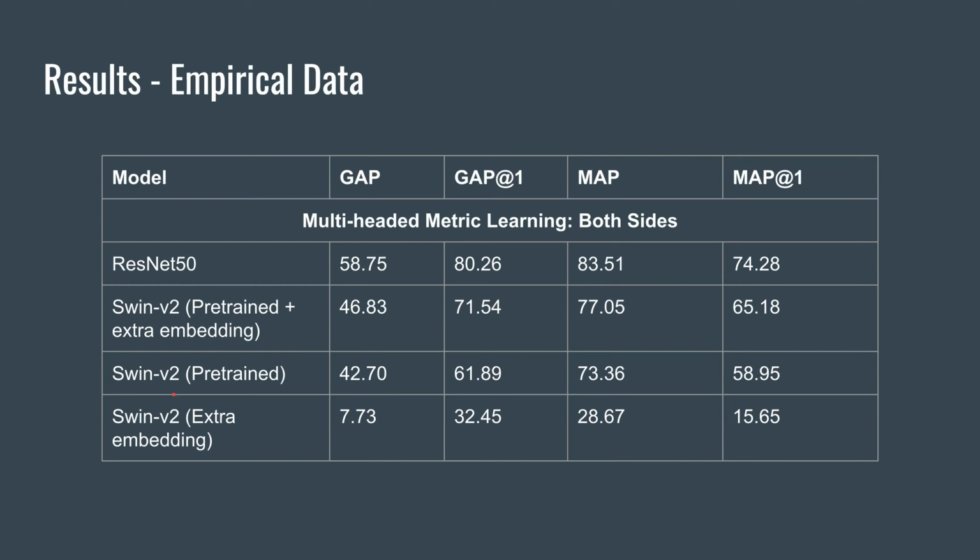When just using a pre-trained Swin version 2 transformer module, the results are slightly worse, I think, than the pre-trained plus extra embedding. However, when using the extra embedding without any pre-training, the results are pretty terrible. As you can see here, there's a huge margin between these two of our models in this last one. We think maybe this has more to do with the training time, because we used the same training time for each of these. So it needed more time to actually learn the weights, whereas these two had the weights already learned, so they didn't have to do as much training.